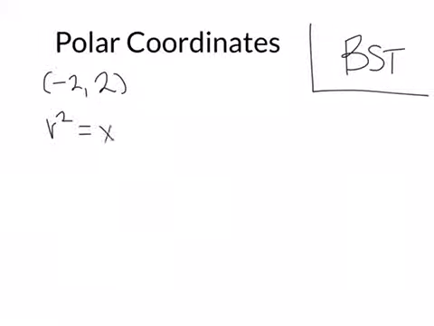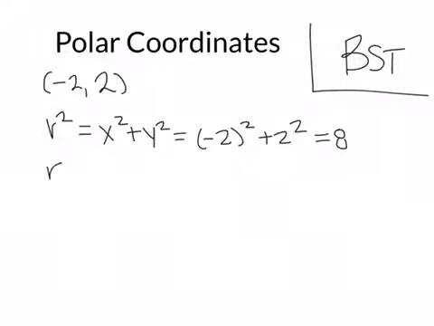So r squared is equal to x squared plus y squared. This would be equal to negative 2 squared plus 2 squared, which is 8. And then r must be equal to the square root of 8, which can be simplified to 2 square root 2. So that's r. Now theta, which would have been harder in the other example, will be pretty easy here.